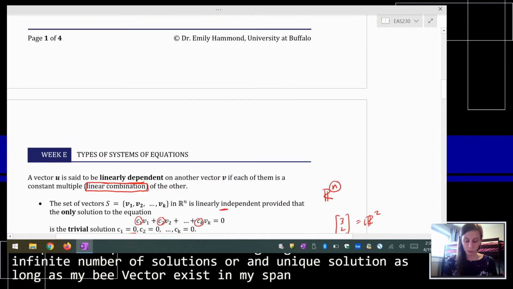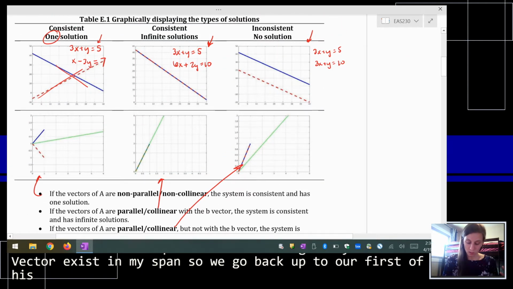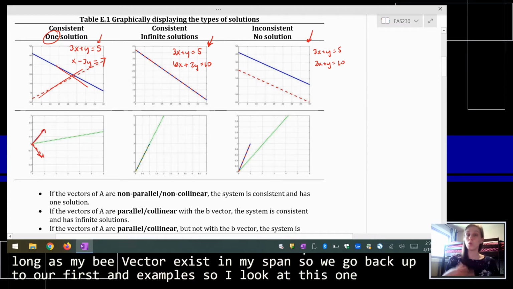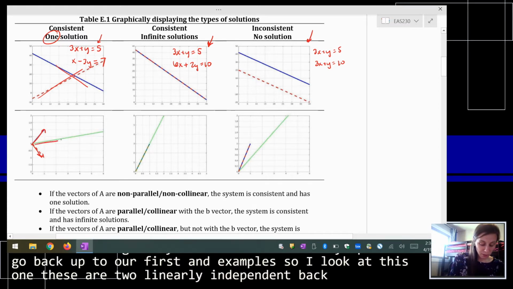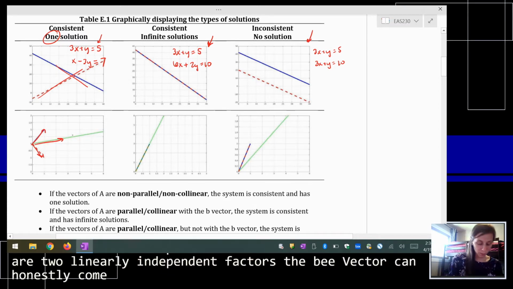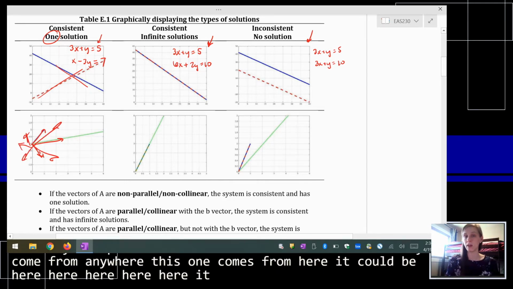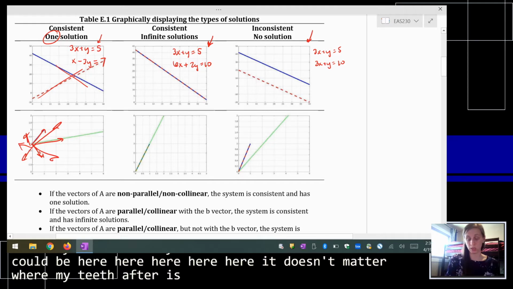So if we go back up to our first set of examples, if I look at this one, these are 2 linearly independent vectors. The B vector can honestly come from anywhere. This one comes from here. It could be here, here, here, here, here. It doesn't matter where my B vector is. I'm going to have a unique solution.